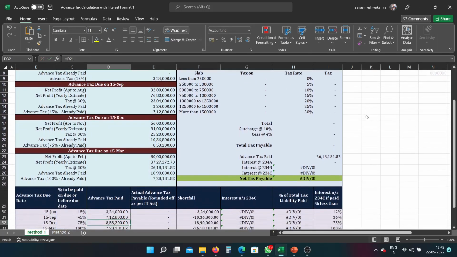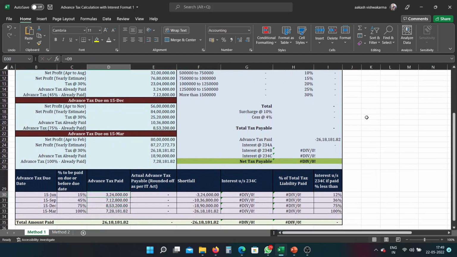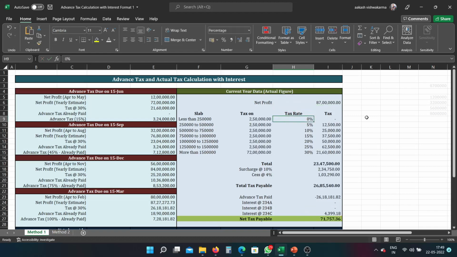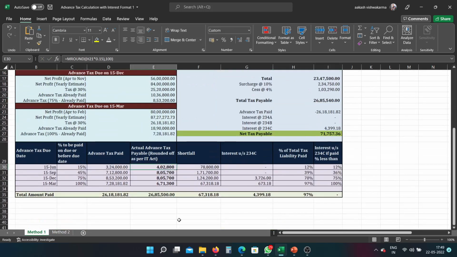Here we have all advance taxes paid figures. Now after the year ended, our actual profitability is this. After applying slab rate taxes, our actual taxability comes to this. Here you can see advance tax calculated on actual tax liability. If we minus advance tax calculated on actual tax from advance tax paid, we will have the shortfall amount.